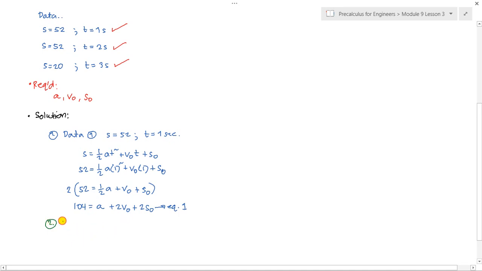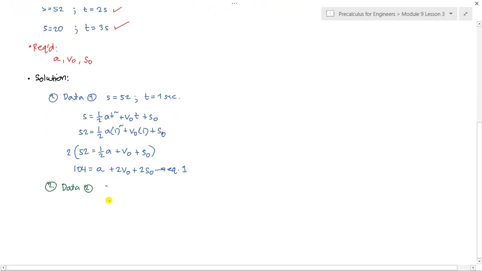Nakasunod ra class? Data 2. So, proceed ta sa next nga data. In the second data, we have S is equals to 52. So, our time here is equals to 2 seconds.